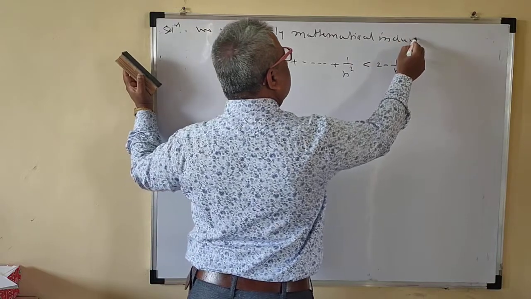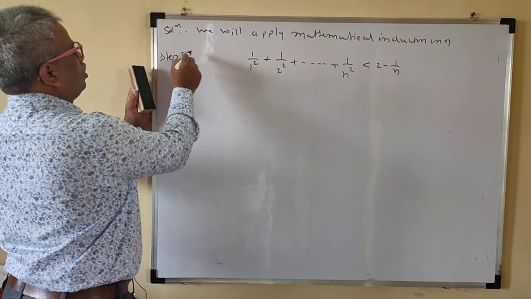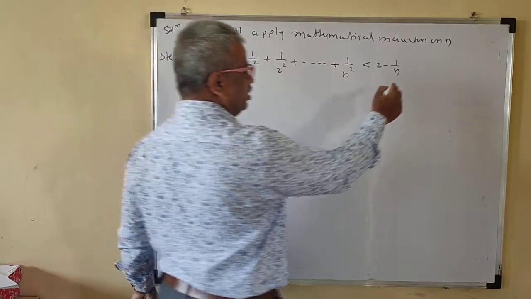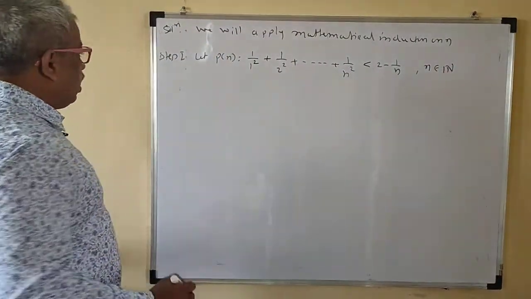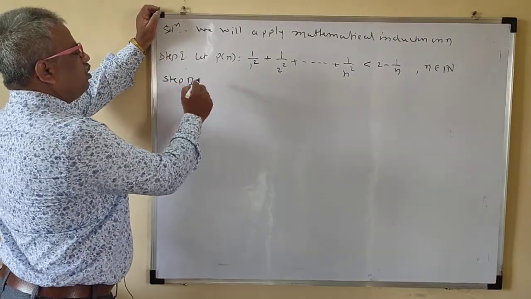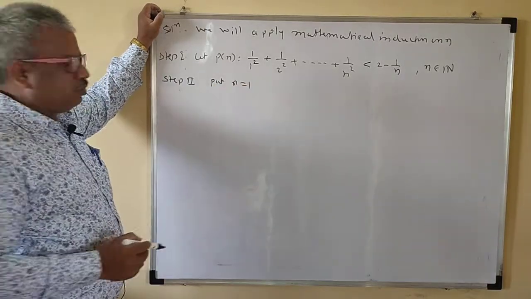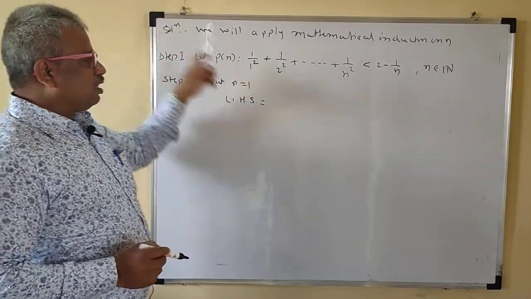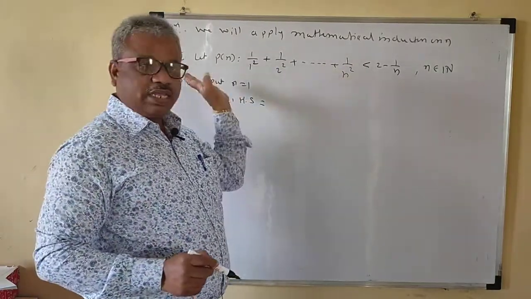on n. So step 1. Let Pn denote the statement. Okay. So your n is a natural number. Now step 2. This is very simple. You put n is equal to 1. Okay. So your LHS is the sum of first n terms. See here 1, 2 up to n, these are the n terms.